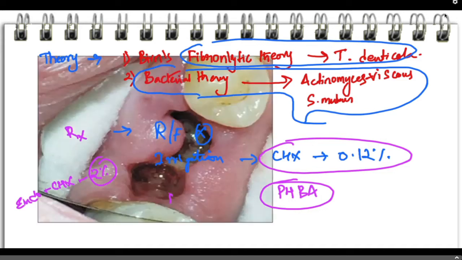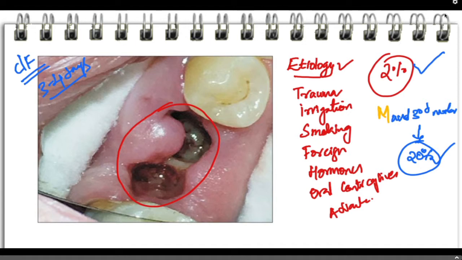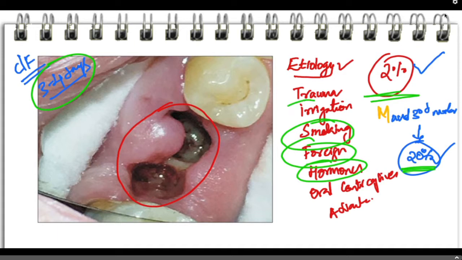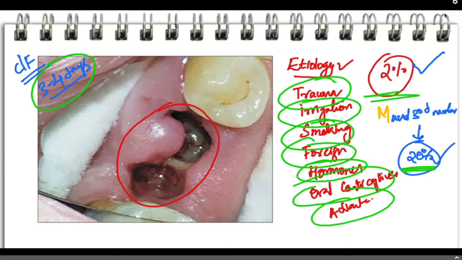So make a note about etiology, make a note about the incidence values. The incidence overall is 2%, for the mandibular third molar it is 20%, 3 to 4 days, halitosis, a background history of either menstrual cycle or hormonal abnormality, foreign body, smoking, lack of irrigation, trauma during the procedure, oral contraceptives, or advanced age, like patients who are immunocompromised, and all these things were included.